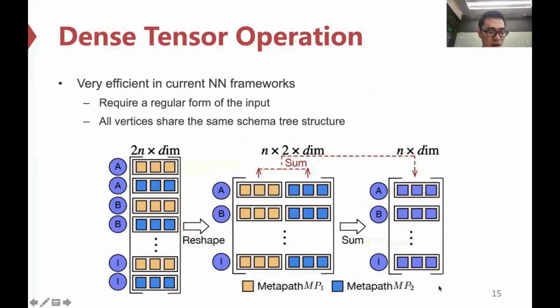The third is dense tensor operation. Dense tensor operation is very efficient in current NN frameworks, but it requires a regular form of the input. This is fully satisfied by the schema tree, as all root vertices share the same schema tree structure.